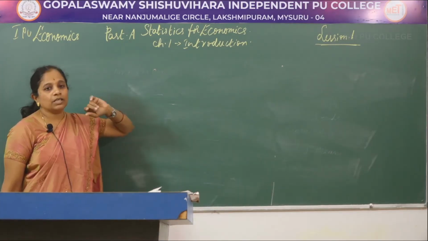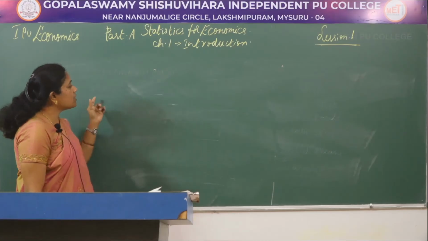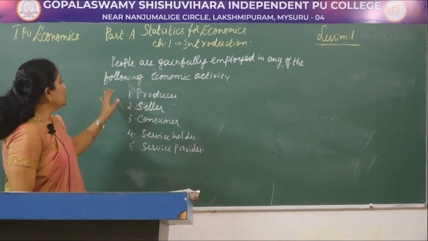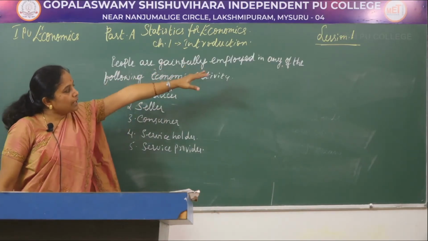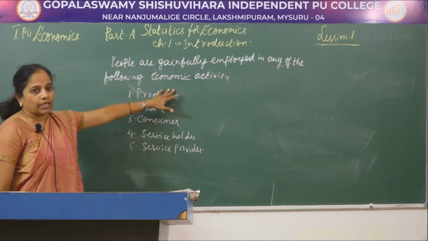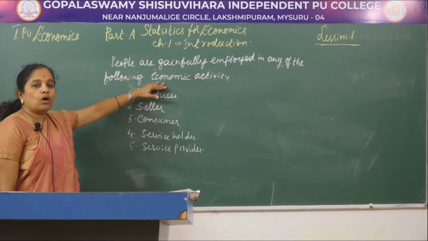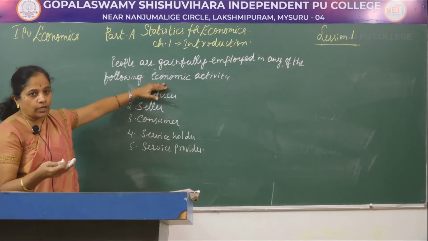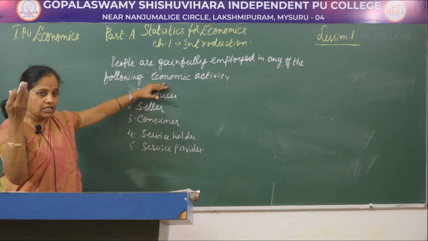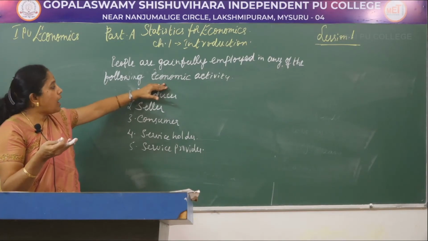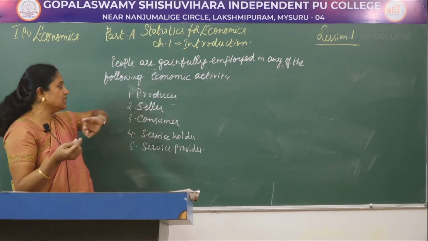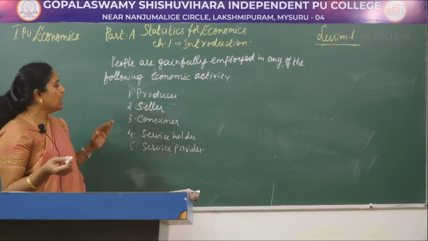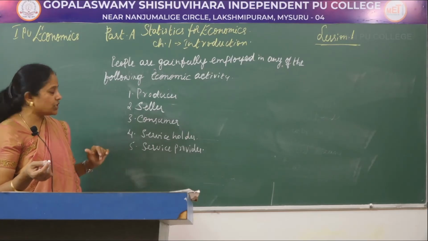So now let us see how this income is generated and how the population is divided according to the nature of the work that they are doing. You all know that people are gainfully employed in any of the following economic activities. Only those people who are unable to go for work, that is those who are above 60-70 years and those who are below 15 years, are not into any economic activity, and the rest of the population is into one of the economic activities mentioned here.